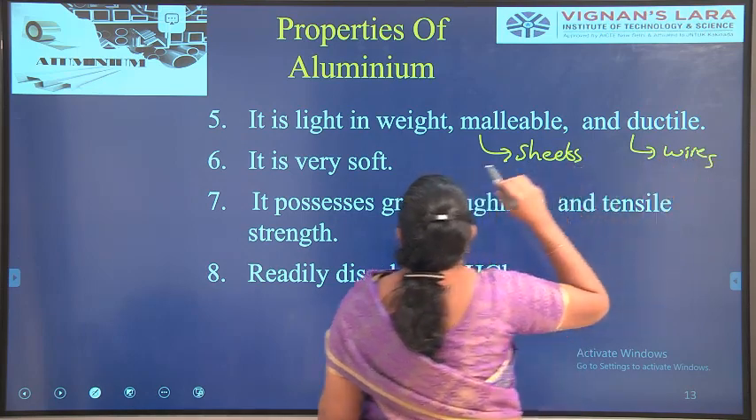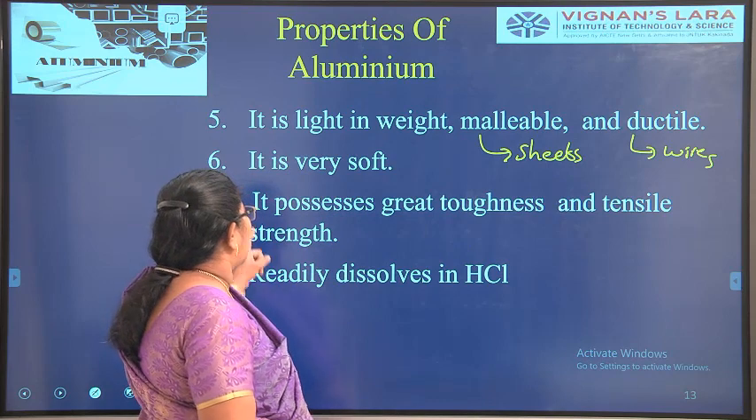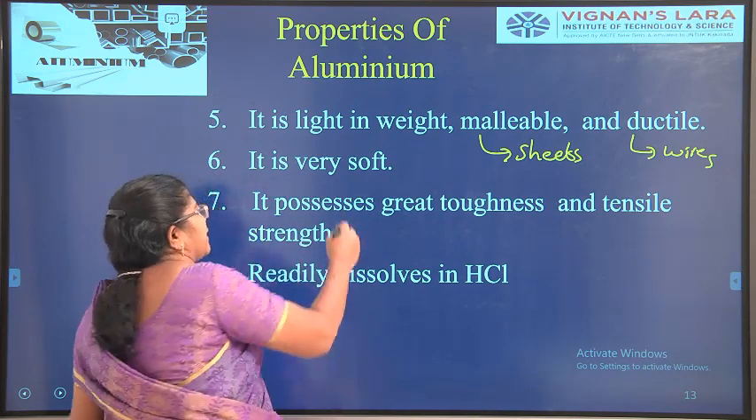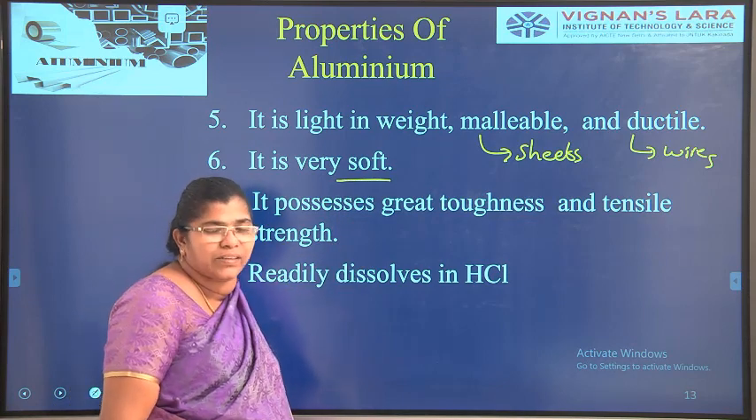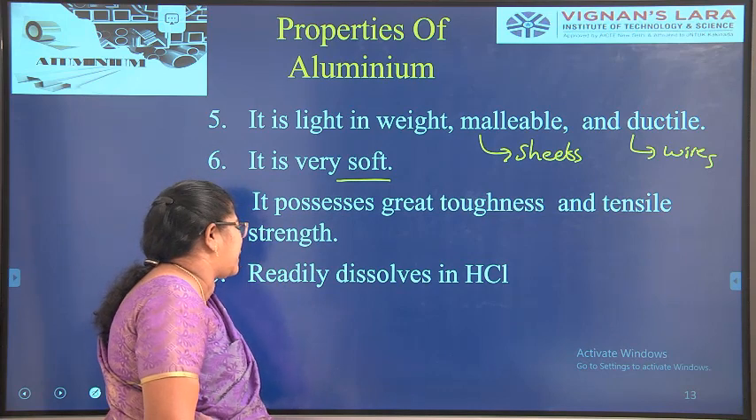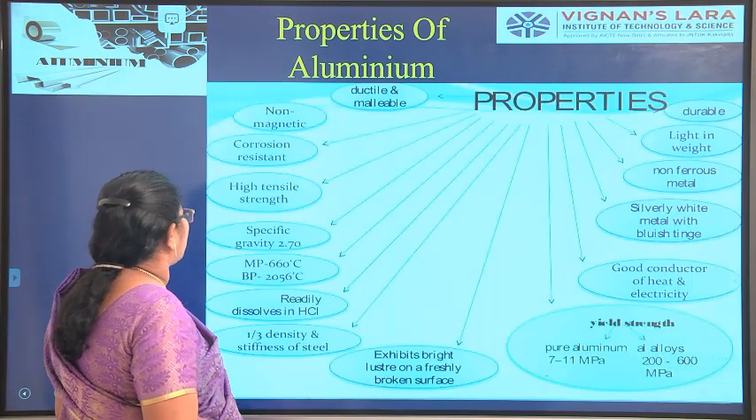Okay. So it is light in weight. It can be drawn into wires or sheets, and it is very soft. It possesses great toughness and tensile strength. It is soft compared to steel, right? It is soft, and it possesses great toughness and tensile strength, and readily dissolves in HCl. Okay, so HCl is used as a solvent.